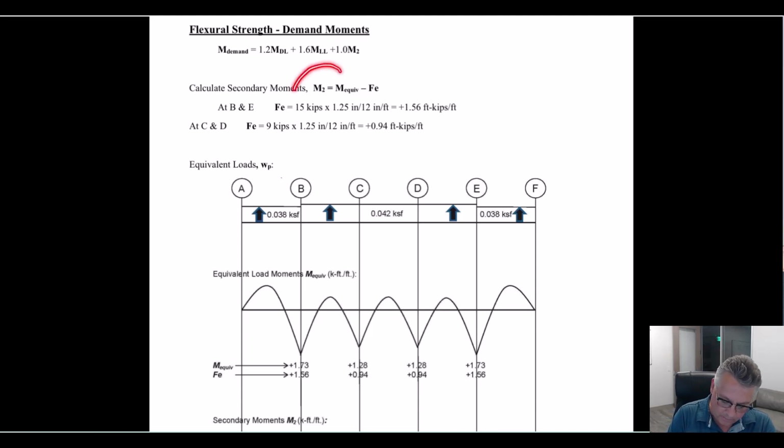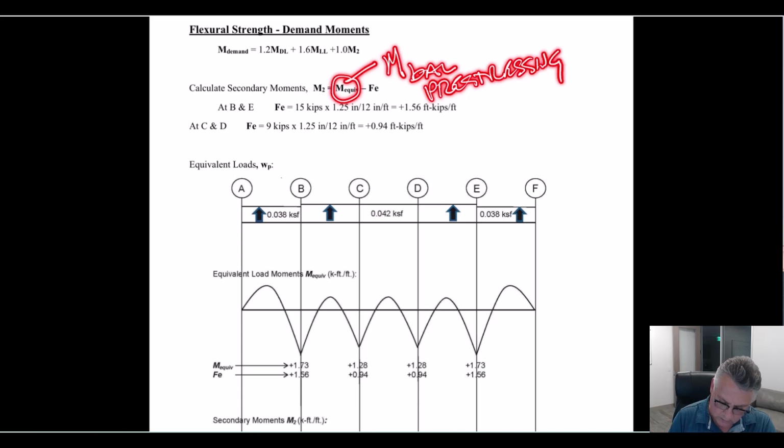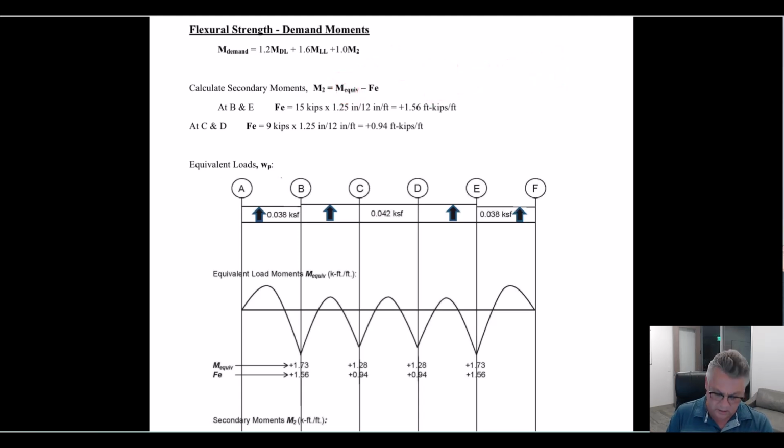You will recall that the secondary moment is the prestressing moment, balanced load prestressing, minus the primary moment, the primary prestress moment, F times e.